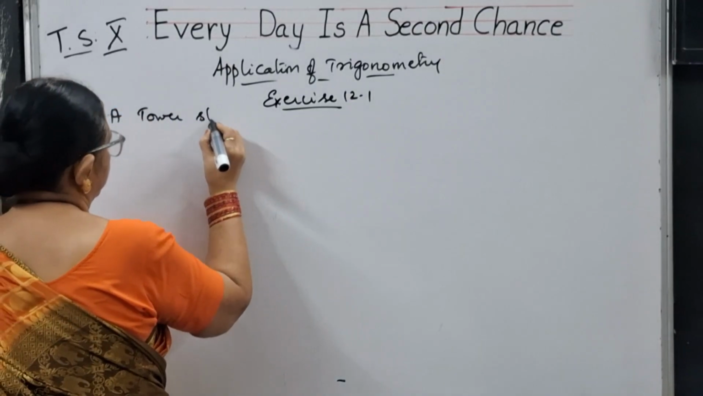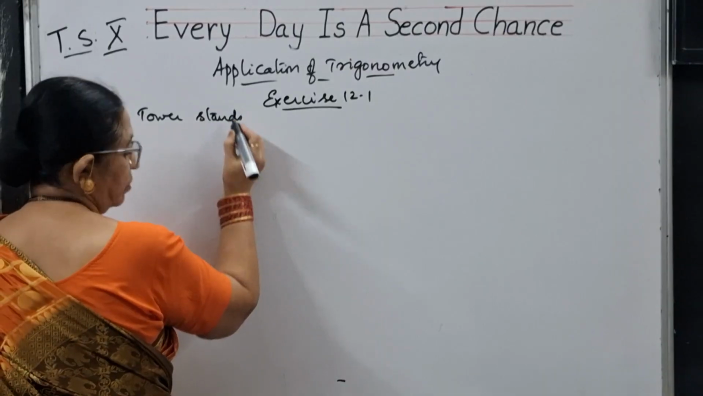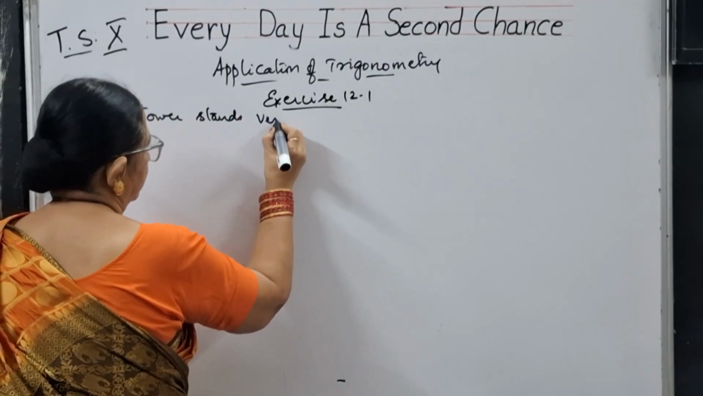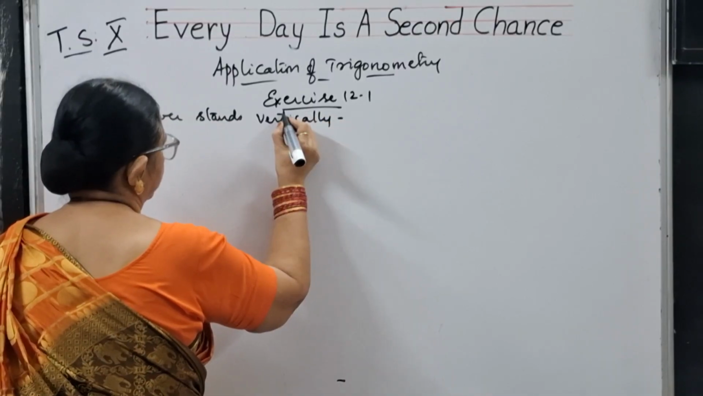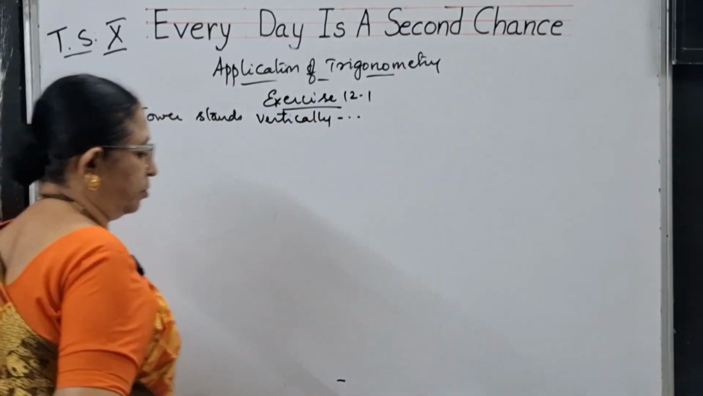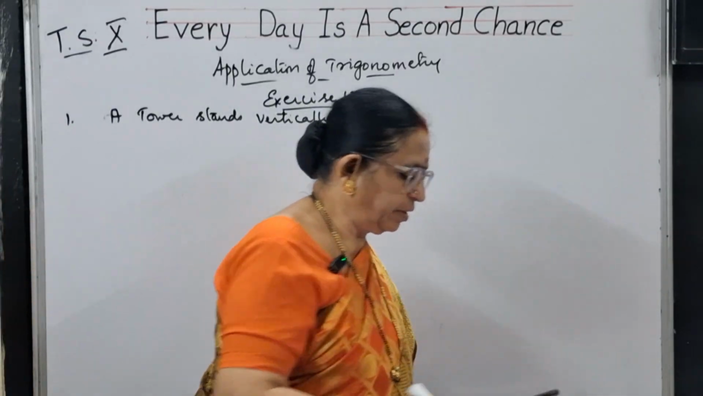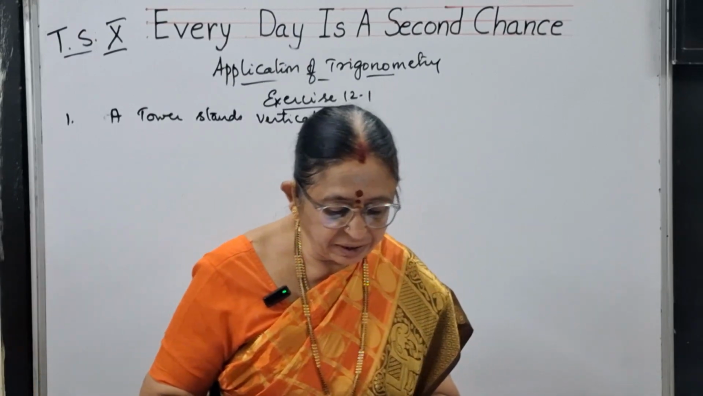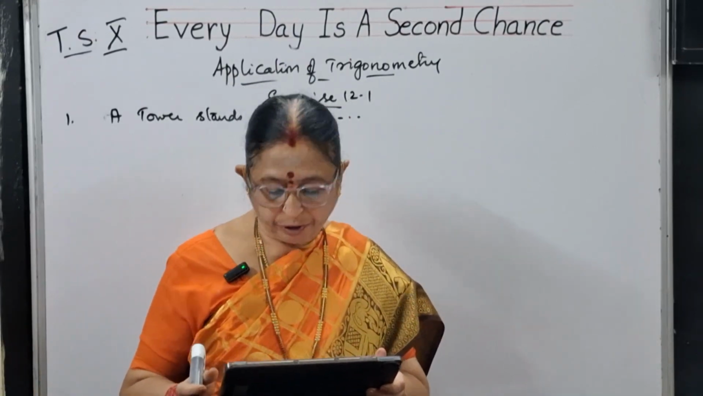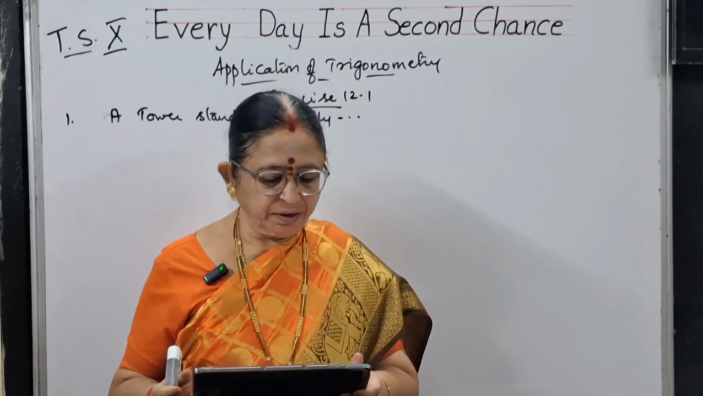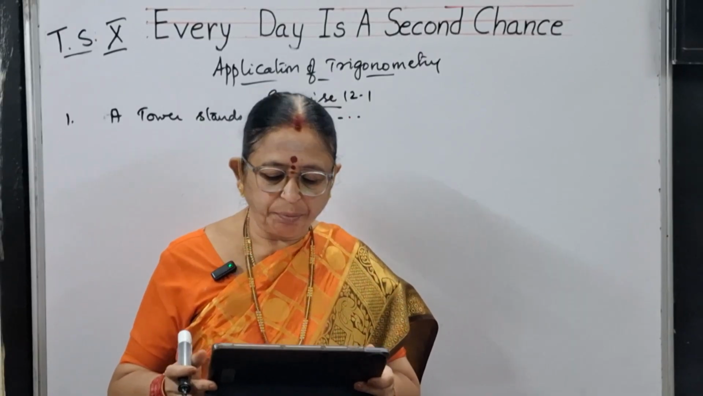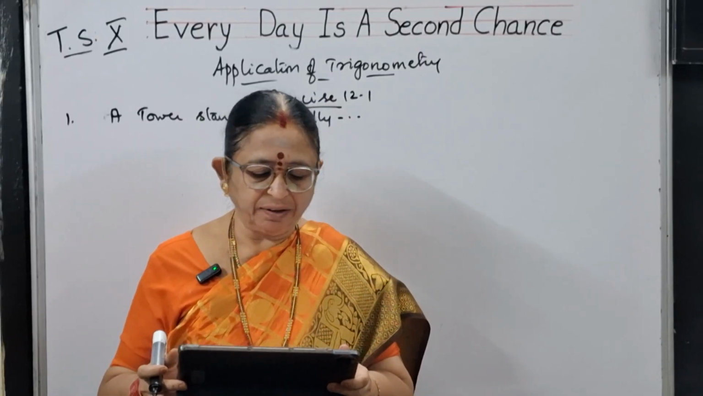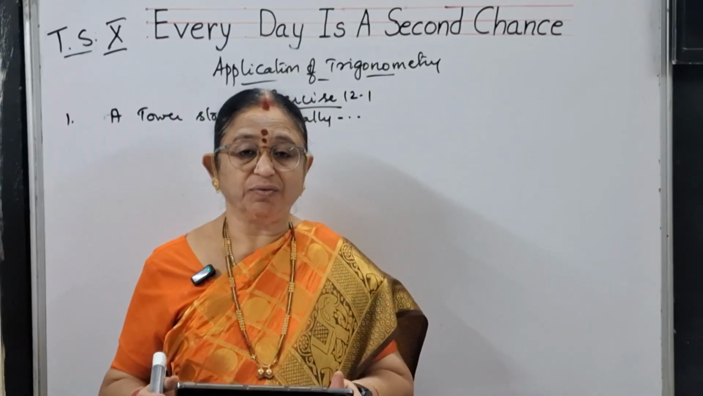tower stands vertically. Let me read the sum for you children. A tower stands vertically on the ground. From a point which is 15 meters away from the foot of the tower, the angle of elevation of the top of the tower is 45 degrees. And what is the height of the tower?